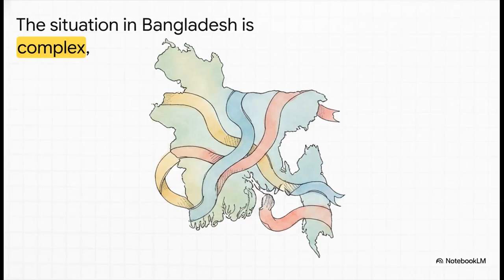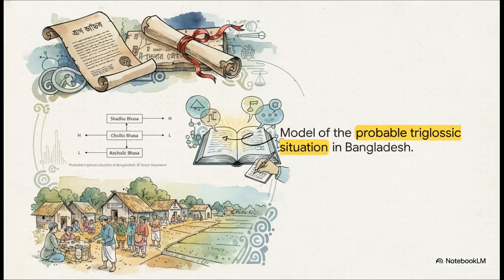So because you have all these different layers, the situation in Bangladesh doesn't fit neatly into that classic high versus low model. It's a real, living, breathing example of a much more intricate system. This model really gives us the clearest picture of what's going on. At the very top, you've got Sadhu Bhasa. Think of it as the super formal, high-prestige written form, used for things like legal documents. It is a pure H variety.